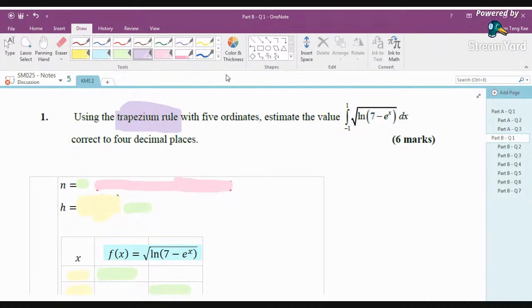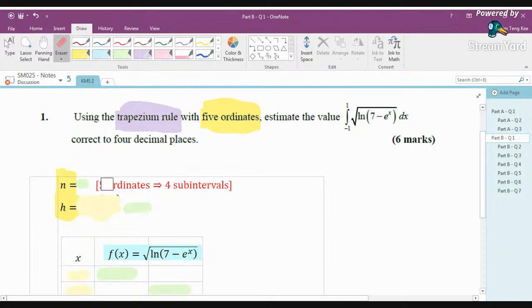First of all, whenever you do trapezoidal rules, you need to identify what h is, where h is the width of the trapezium, the size of the subinterval. Before you can get h, you usually need to know the n value, how many subintervals you have. According to this question, it refers to 5 ordinates. So 5 ordinates give us 4 subintervals, so n equals 4.